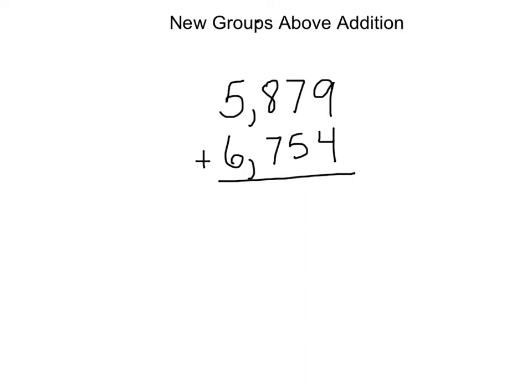This method starts in the ones place, and we see we have 9 plus 4: 9, 10, 11, 12, 13. That means we're going to take the 3 from the ones place of the 13, take the 10, and move it over to the tens place, which makes sense because it's a tens number. Now we have to take that 1 and add it to the other tens place numbers. 1 plus 7 is 8, and 8 plus 5 is 8, 9, 10, 11, 12, 13 again. What do you know?